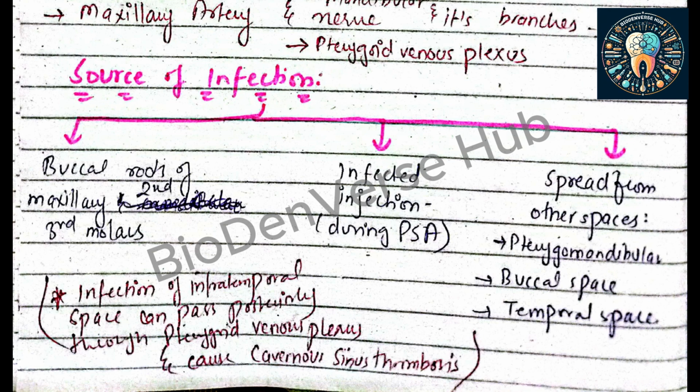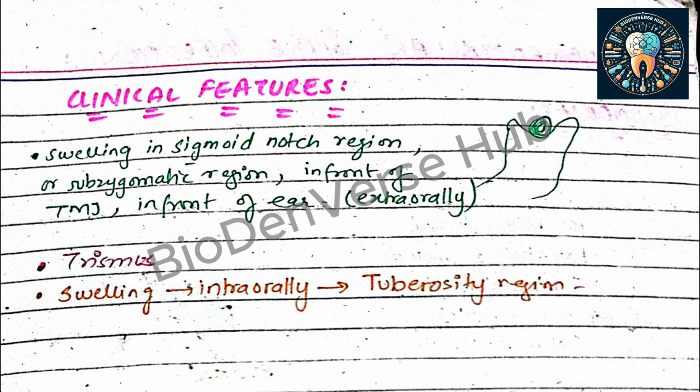posterior route. Now clinical features: we can have a swelling in the sigmoid notch region or subzygomatic region in front of the temporomandibular joint, or in front of the ear, extraorally we can see a swelling there. We could have trismus, and we can have the swelling intraorally as well, and that would basically be present in the tuberosity region. So this was all about the infratemporal space infection.